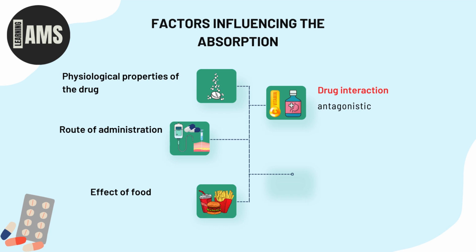Another factor is the drug-to-drug interaction. Antibiotic absorption can be influenced by co-administration with other medications. Antibiotics like tetracyclines and fluoroquinolones have reduced absorption if taken together with antacids containing calcium, aluminum, and magnesium because these substances chelate the antibiotics and reduce their intestinal absorption.